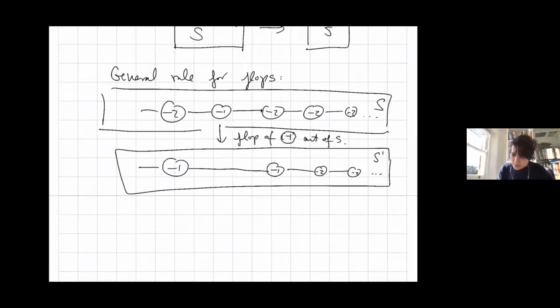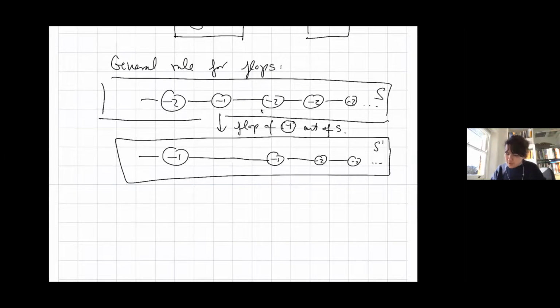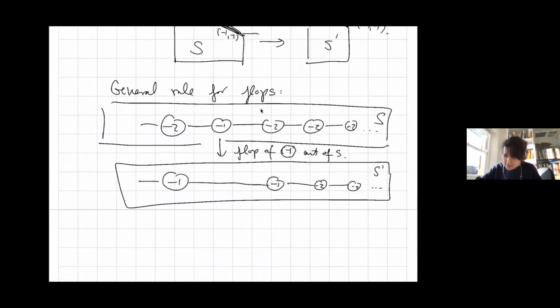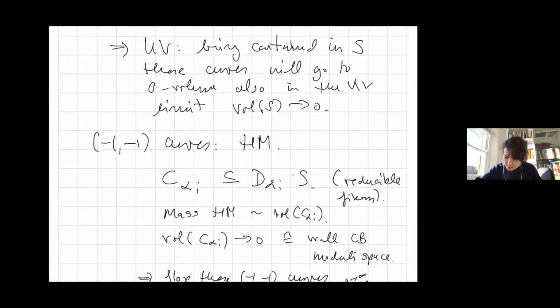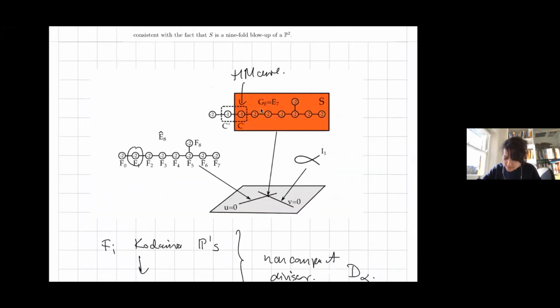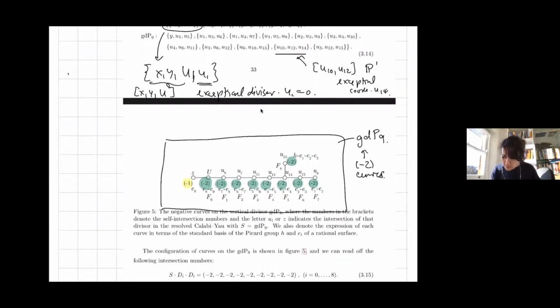And in fact, once we realize that, we could start with, say, this E8 model, this affine E8 model. So this is the GDP9 model. And here we have this -1 curve. And now just start flopping this out of this.